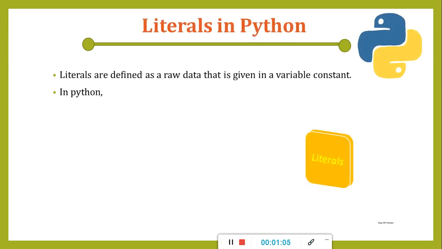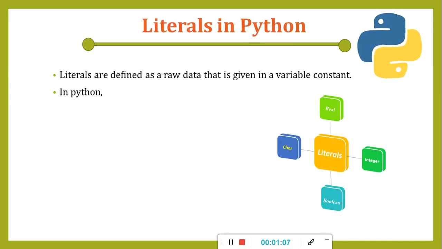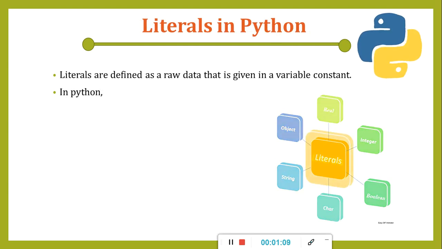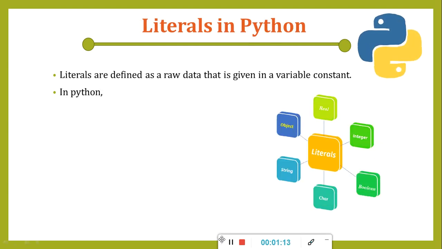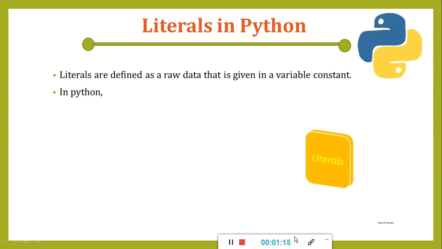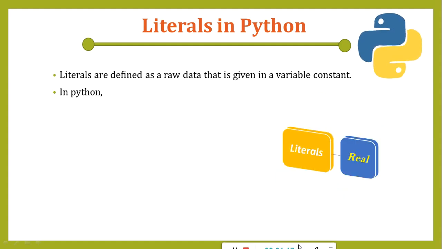Now we are moving towards the basic concept in Python, which is nothing but literals. So what exactly are literals? Literals are nothing but whatever values we assign to variables. These literals are defined as raw data that is given to a variable or constant. So we are assigning some values to the variables, and those values are called literals.